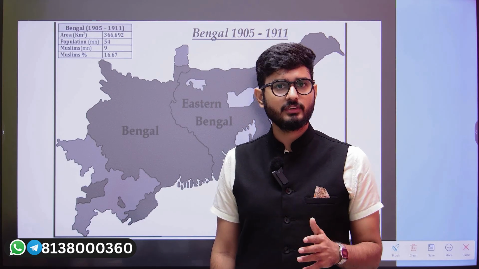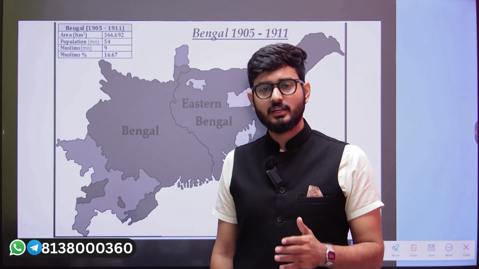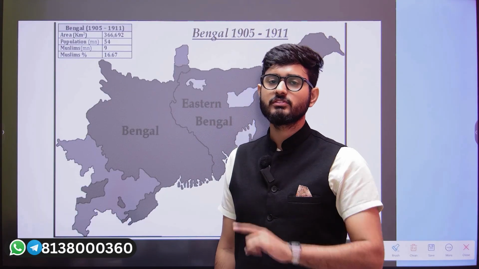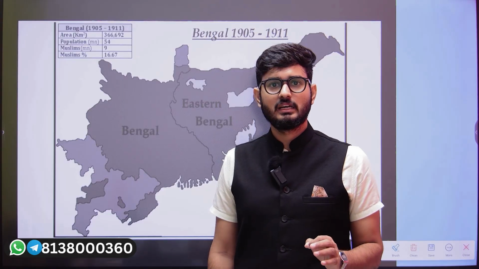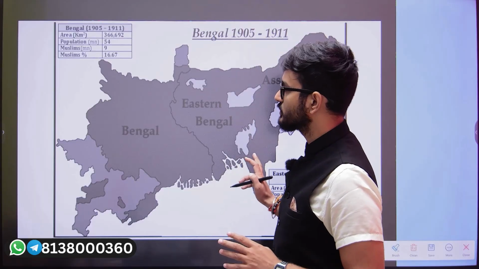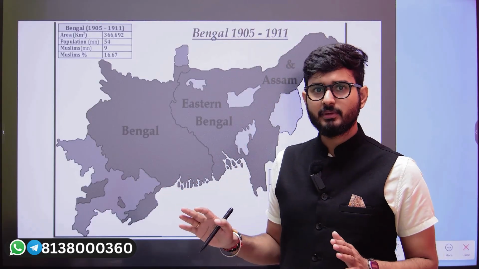So in the year 1911, prior to cancelling the Bengal partition, they shifted their capital to Delhi, and after that they cancelled the Bengal partition. So this is how things were done by the time period of 1911.